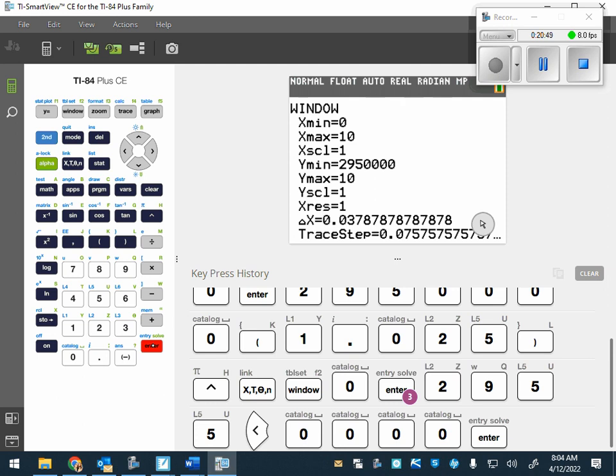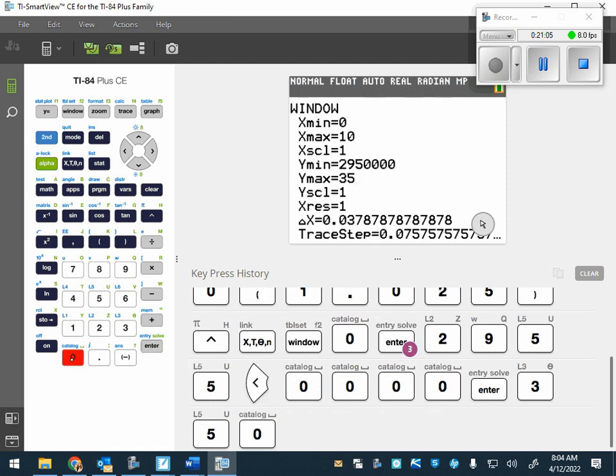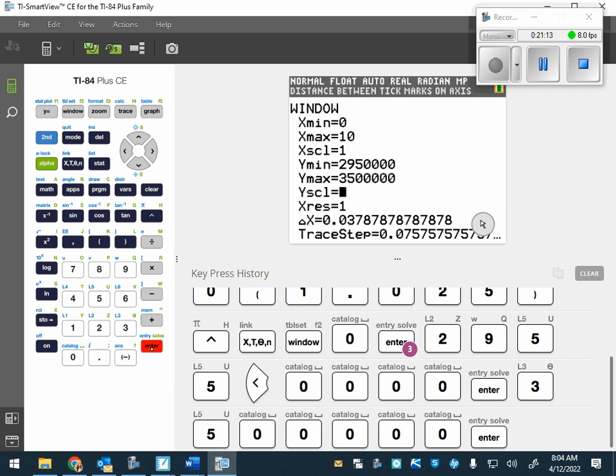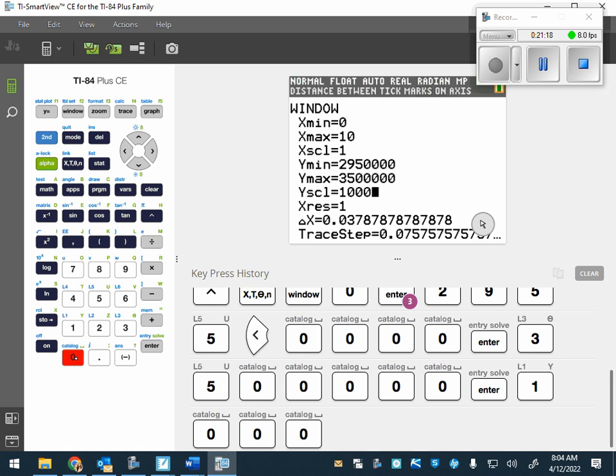Now our maximum, you could write in the 3.3 million. However, we want to see a little buffer because that's going to be a horizontal line at the top of your screen. So, I'm going to do enough zeros, 3.5 million. The Y scale, I'm going to put 1,000. That's the increments. You could leave it as 1 though, if you wanted to. Then hit graph.